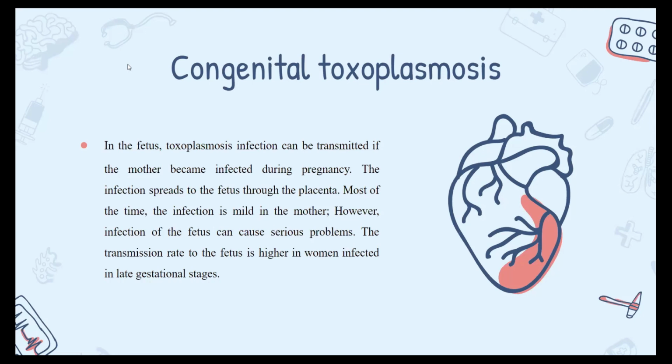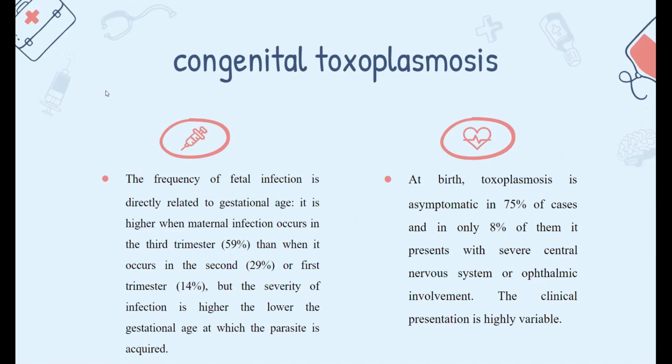Most of the time, the infection is mild in the mother. However, infection of the fetus can cause serious problems. The transmission rate to the fetus is higher in women infected in late gestational stage. The frequency of fetal infection is directly related to gestational age. It is higher when maternal infection occurs in the third trimester, 59%, than when it occurs in the second, 39%, or first trimester. But the severity of infection is higher the lower the gestational age at which the parasite is acquired.